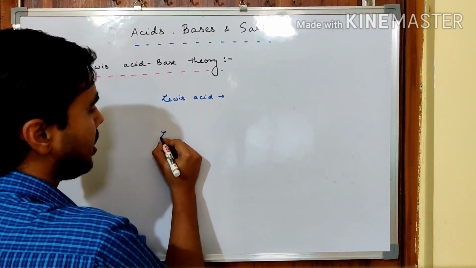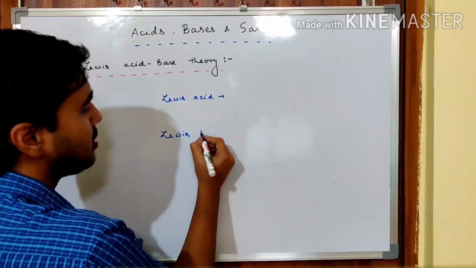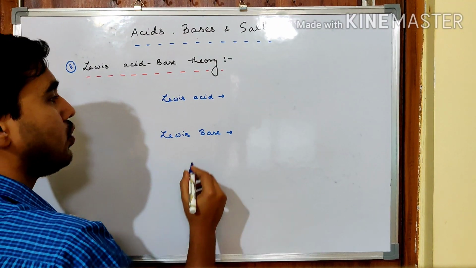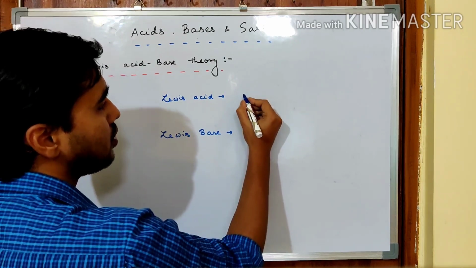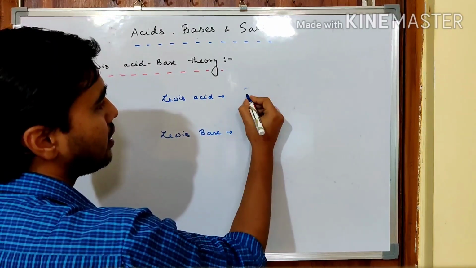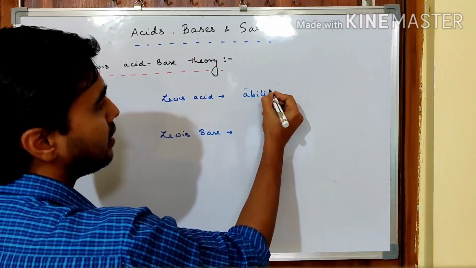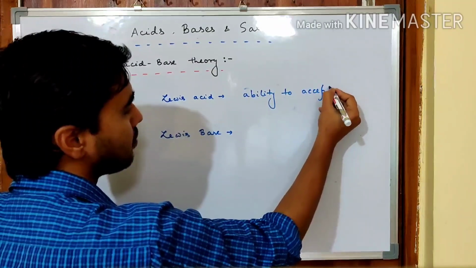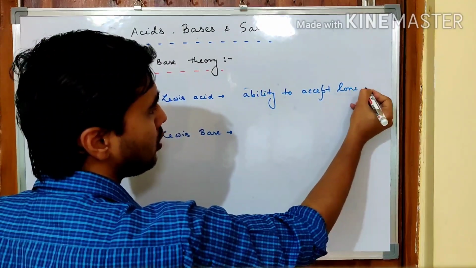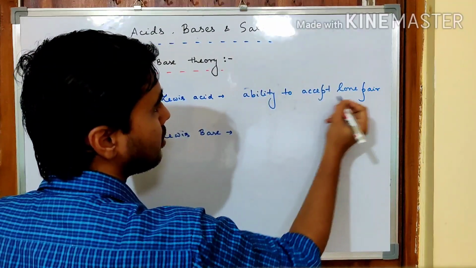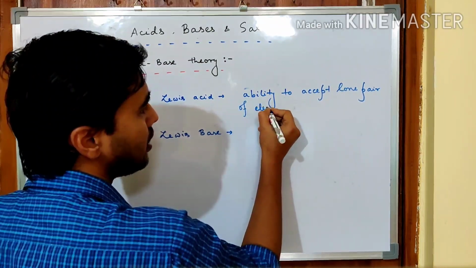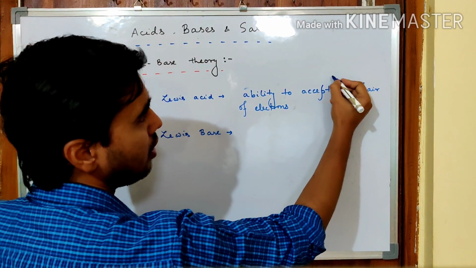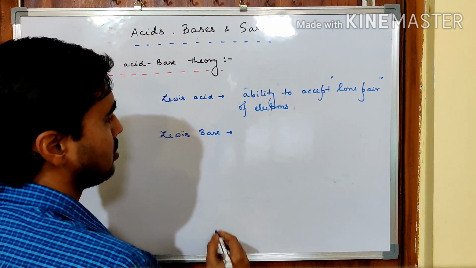Lewis acid and Lewis base, we can simultaneously define. Lewis acids are those having the ability to accept a lone pair of electrons. All of you must be knowing what is a lone pair of electrons.